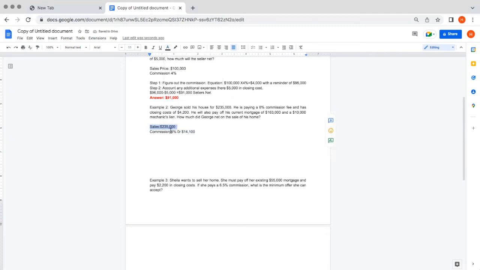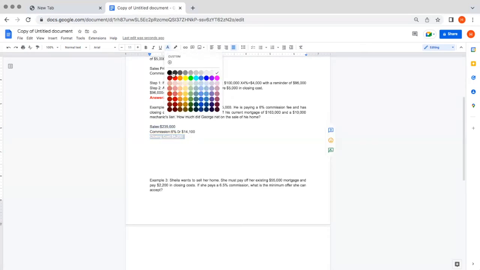Now let's figure out the commission. Up here it says 6% commission. So we write down commission 6% or $14,100. That's 6% of this here. The next thing that we're going to do is write down the closing costs or any other associated costs. Now, it doesn't really matter which way you put these, but I just read it out of the actual question and I put my lines down here. So closing costs is $4,200.